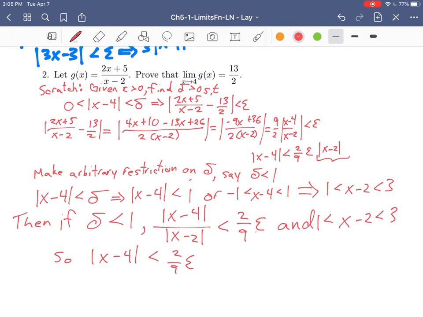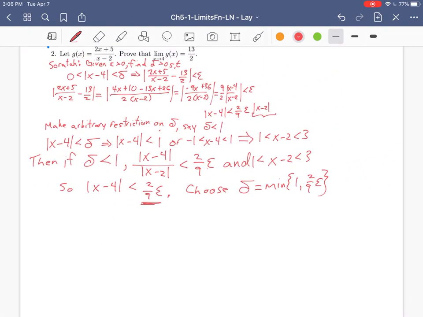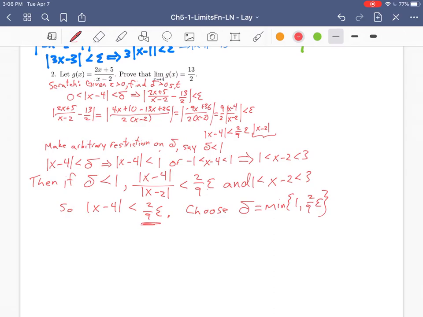So what we can do is we can choose delta to be equal to the minimum of either 1, that arbitrary choice that we made, or 2/9 epsilon. So we're going to choose delta to be the smaller of these two. Right? So this is all just scratch work. We haven't actually formally proved this yet. So now we're going to go through, and based on all of that scratch work, we are going to prove this.